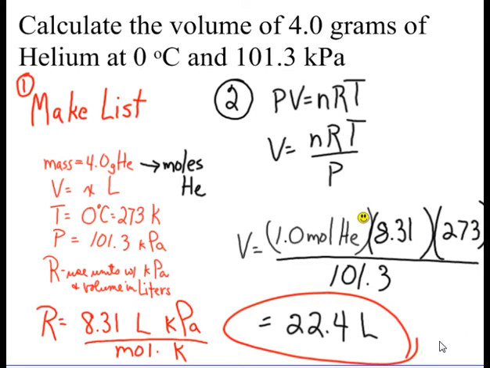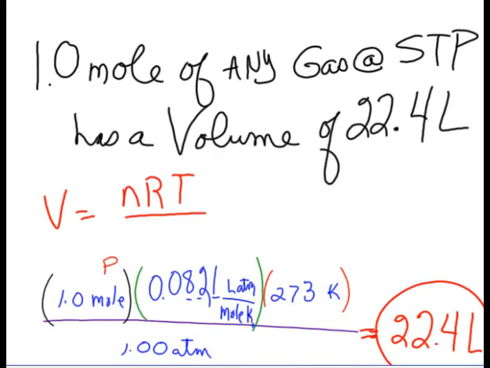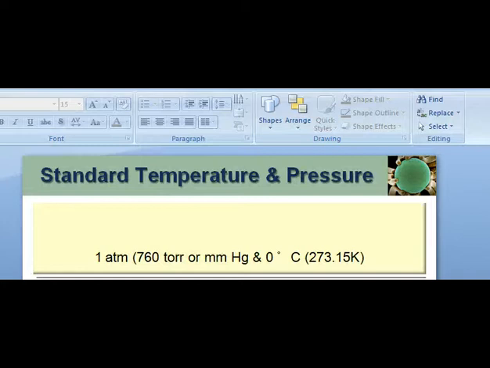How did you do? 22.4 liters. It turns out 1 mole of any gas at STP has a volume of 22.4 liters. Well, what the heck is STP? STP is standard temperature and pressure: 1 atmosphere, 760 millimeters of mercury, or 101.3 kilopascals, and 0 degrees Celsius, or 273 Kelvin.